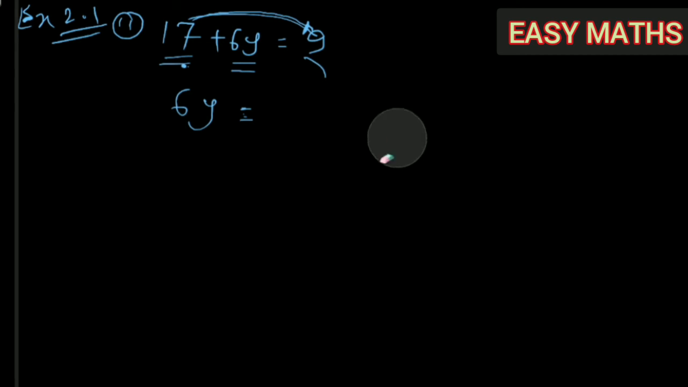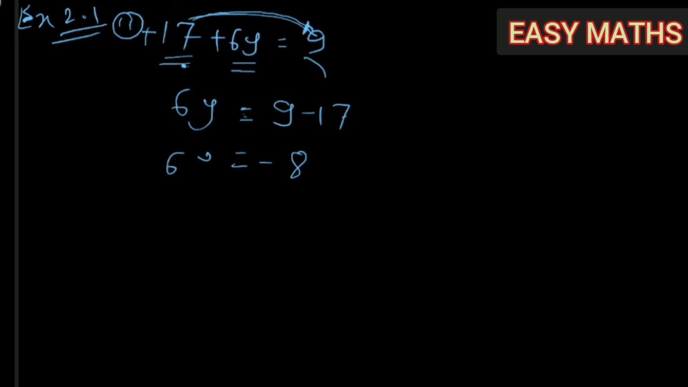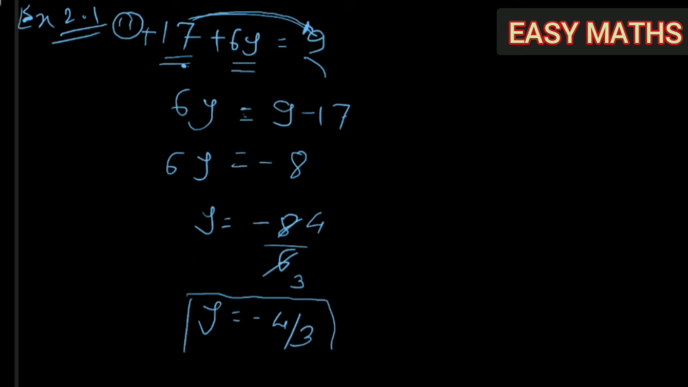So what should be done actually? 9 will be as it is because we are not taking 9 to any other side of the equal to. So plus 17, here it is plus 17, it will become minus 17. So it will be minus 8, this is 6y, and in the next step it will be minus 8 divided by 6. 2 3s are 6, 2 4s are 8, so the final answer will be minus 4 by 3. This is going to be the final answer.